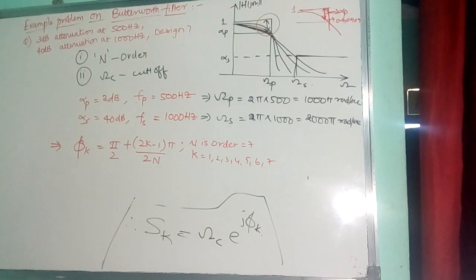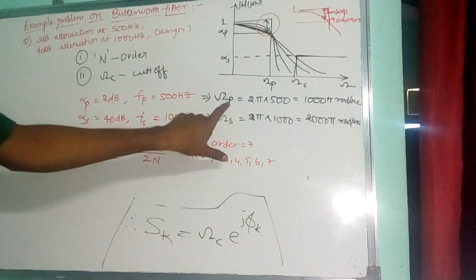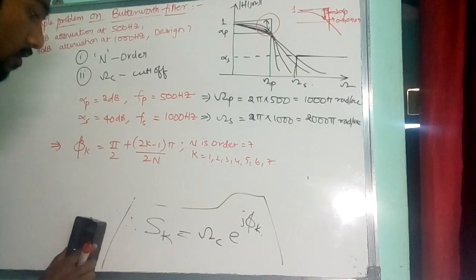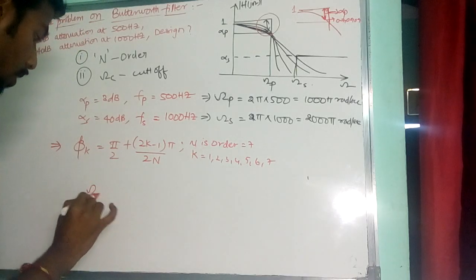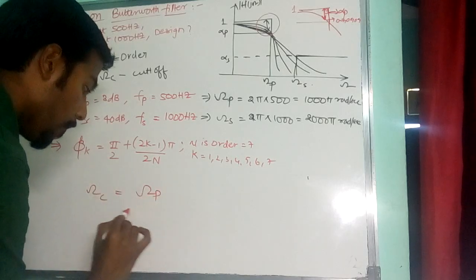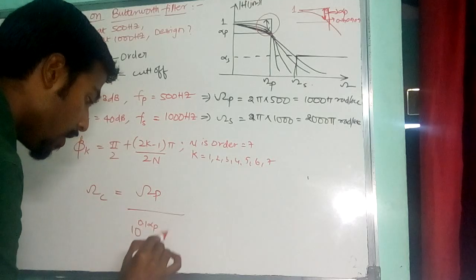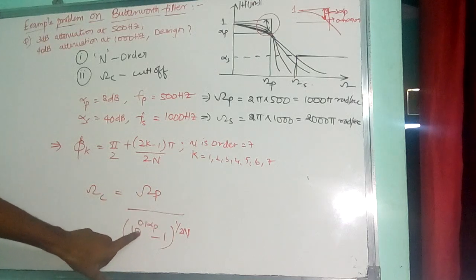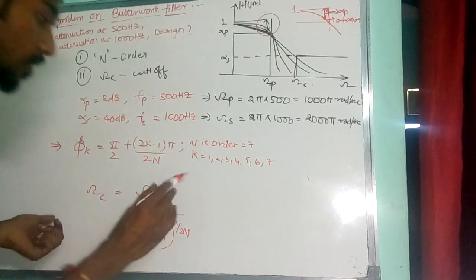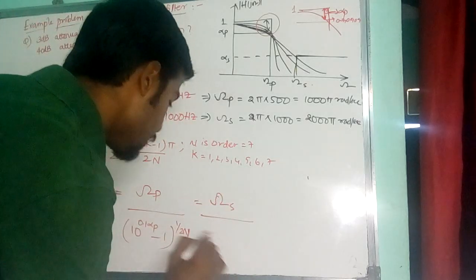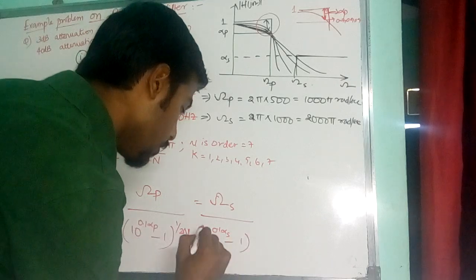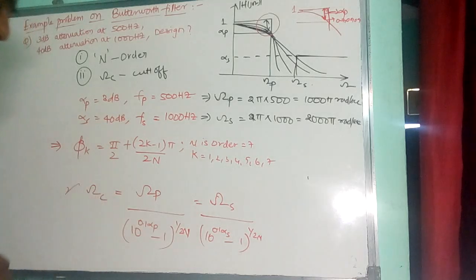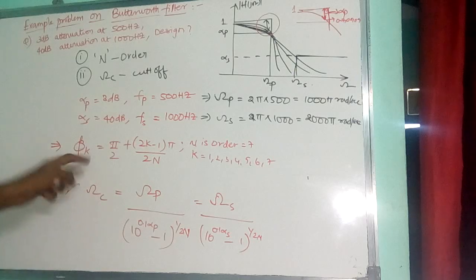Omega c value can be known if we know either omega p value or omega s value. Omega c is given by omega p by (10 power 0.1 alpha p minus 1) whole power 1 by 2n. If I know only the passband frequency and passband attenuation, that is enough to solve for the cutoff frequency. Or else, if I know the stopband frequency and stopband attenuation, even that is sufficient to calculate my omega c value. So from here I get the omega c value, the cutoff frequency, and from here I get my phi k value.